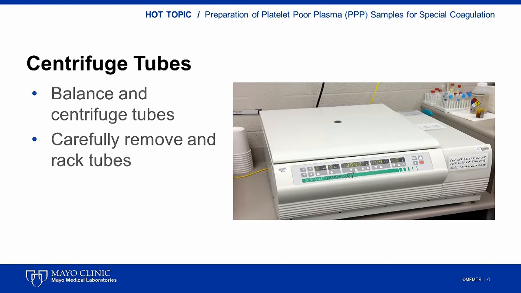To start processing, centrifuge the tubes. Be careful that the tubes are evenly balanced when placing them into the centrifuge. When the centrifuge stops, carefully remove and rack tubes. Be aware that an unbalanced centrifuge, speeds that are too slow, or spin times that are too short may all lead to an increased number of cells in the plasma, which could contribute to a clotted specimen. The recommended centrifugation speed is 1500 times G for at least 15 minutes.